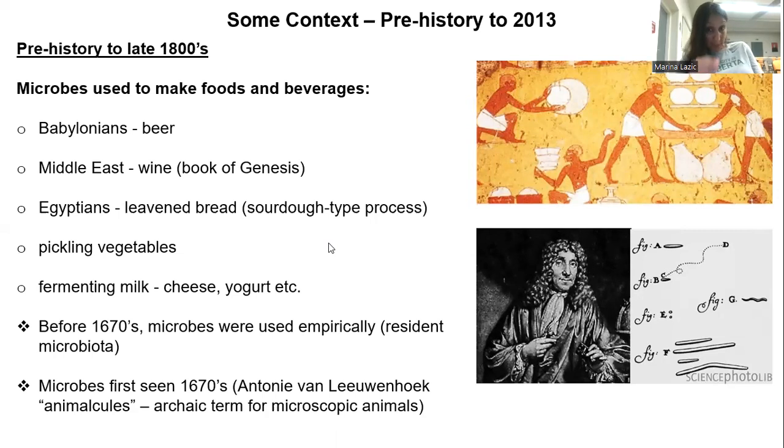Before 1670, microbes were used just empirically. So when they were first seen in 1670 by Leeuwenhoek, he called them animalcules. That's an archaic term for microscopic animals. So after that, the expansion started.